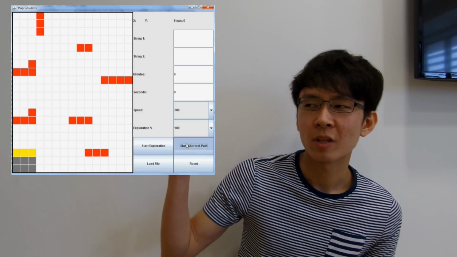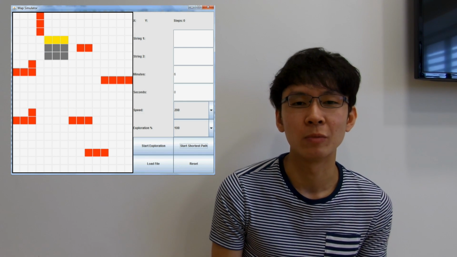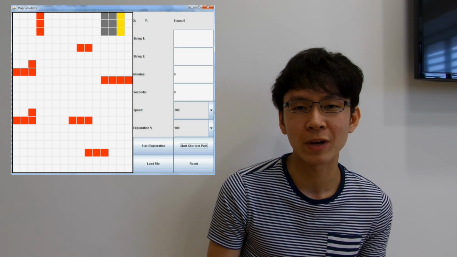As our robot is only able to turn in 4 directions, we use the Euclidean distance to compute the heuristic cost. As you can see, our robot is able to use the A-star algorithm to actually travel its fastest path to the goal.